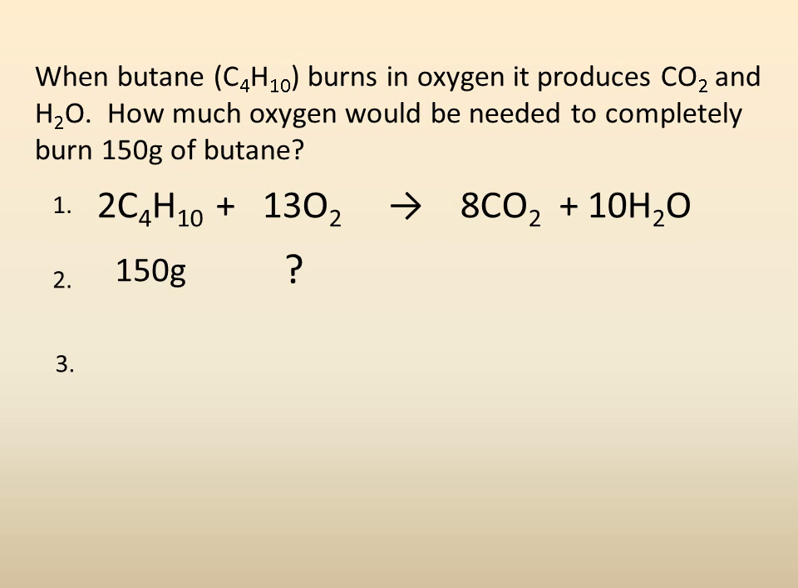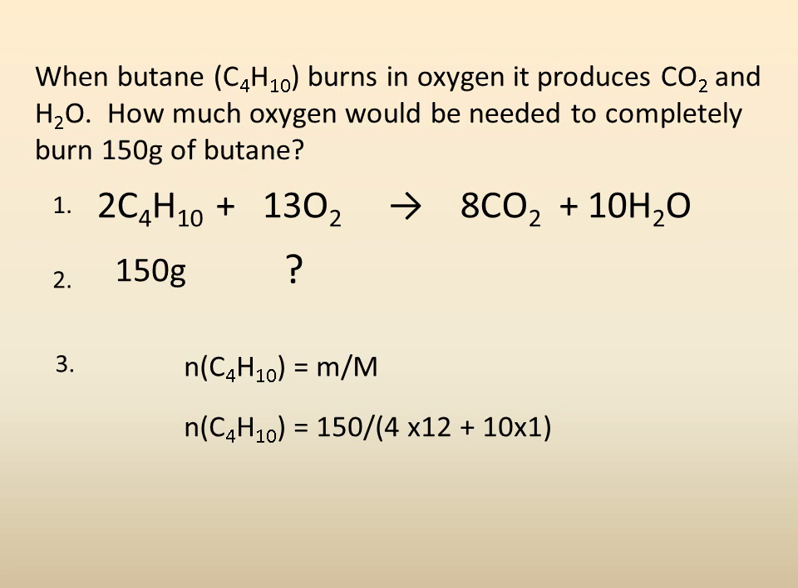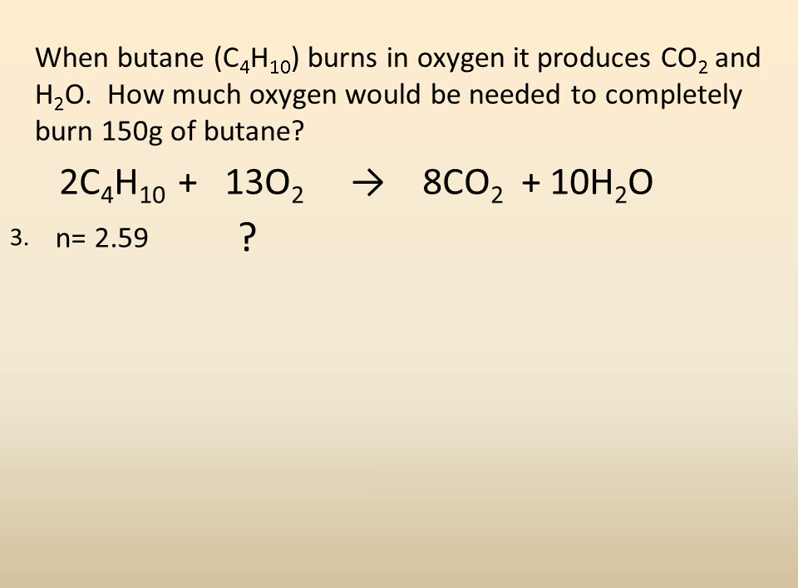Third step, you remember, was to work out how many moles we have. So the moles of our known substance, which is our butane, is calculated by dividing the mass by the molar mass. Our mass here is 150, and our molar mass is worked out by taking 4 times the mass of the carbon plus 10 times the mass of the hydrogen. And when we work out that calculation, we get 2.59 moles of butane.